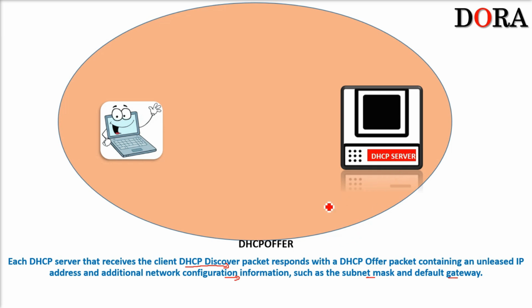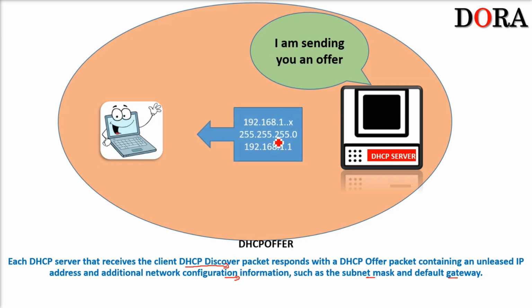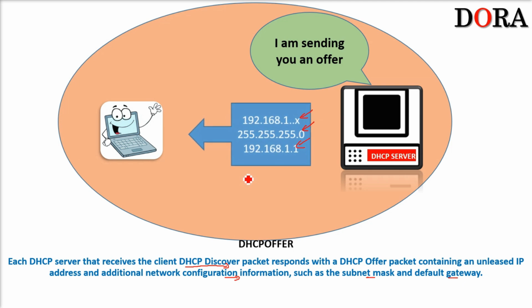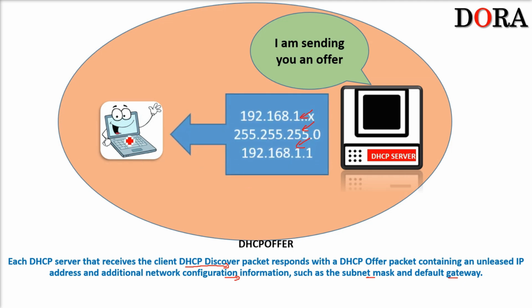Now, the DHCP offer is being made by the server. It says, I am sending you an offer now. This is the IP I am going to provide you. The first is the IP address, the second one is the subnet mask, and the third one is the default gateway. This is the DHCP offer made by the server to the client. And everything is broadcast, please remember.